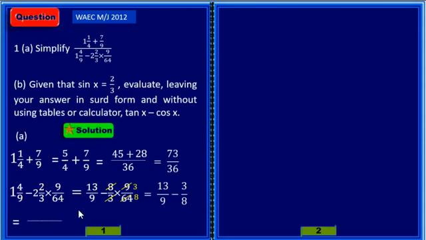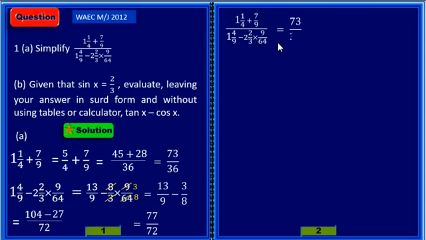On further simplification, 13 times 8 is 104. 9 times 3 is 27. 9 times 8, 72. Simplifying again, I have 77 over 72. Therefore, having simplified the numerator and the denominator, we now substitute. We have 73 over 36 divided by 77 over 72.